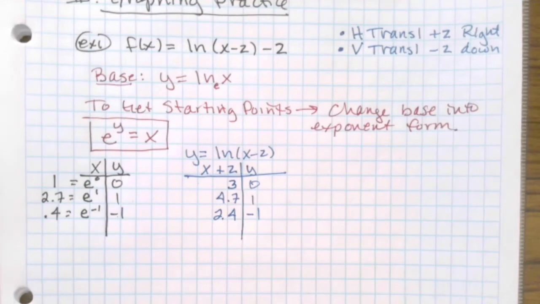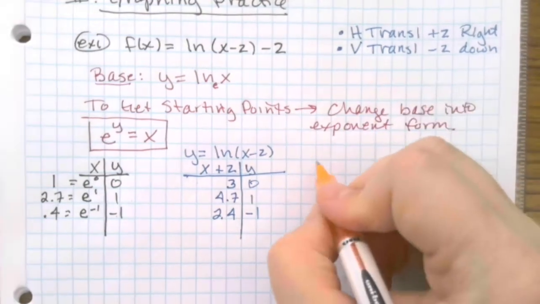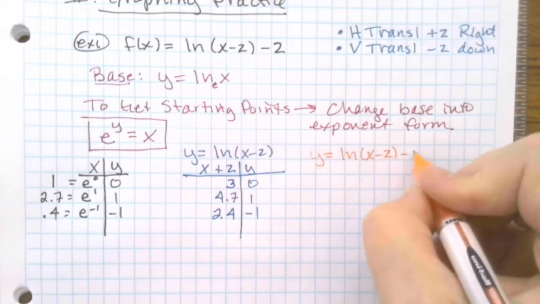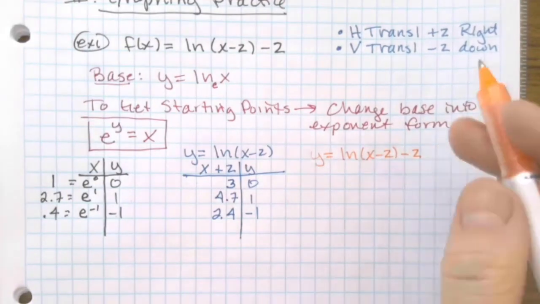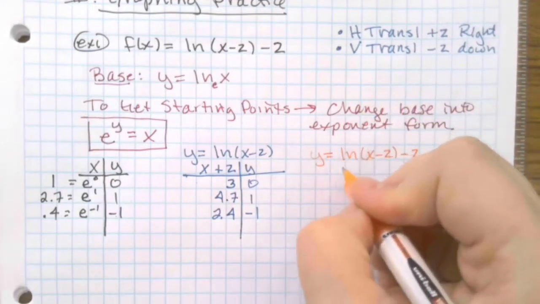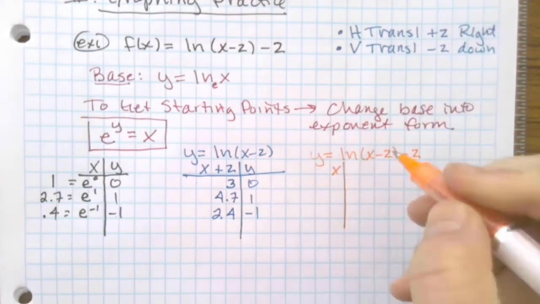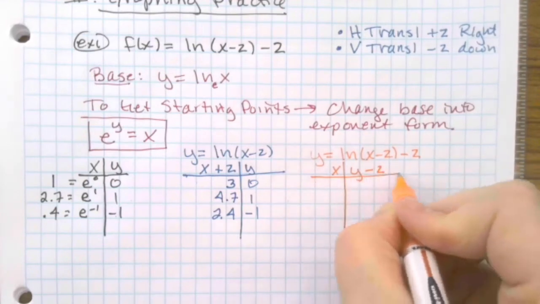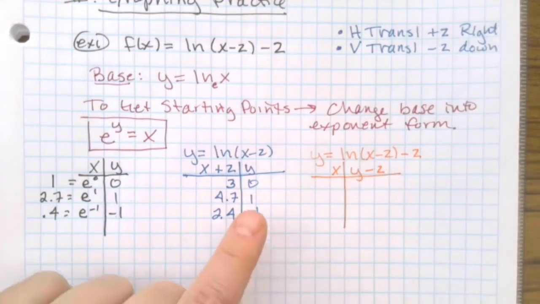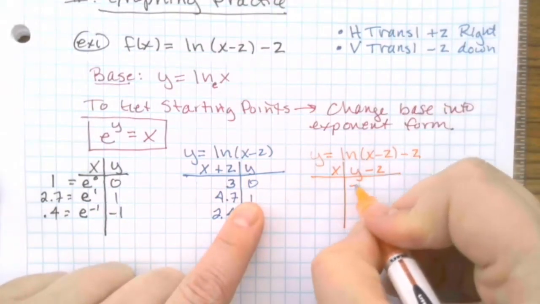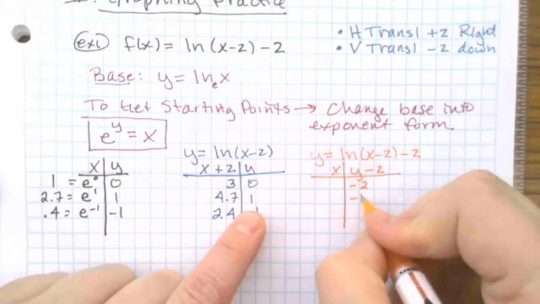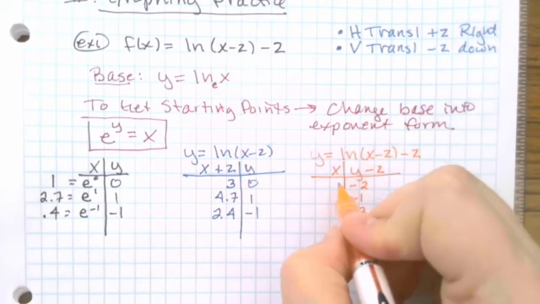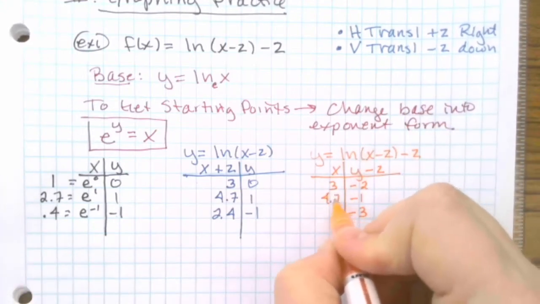All right, now we're going to do the second one, which is your vertical translation. So we're up to actually the last transformation for this one. It's a vertical translation 2 down. So the x's are not going to change, but the y's are going to go 2 down. So we're going to subtract 2 for the y's. So 0 minus 2 is negative 2. 1 minus 2 is negative 1. Negative 1 minus 2 is negative 3. And the x's don't change.